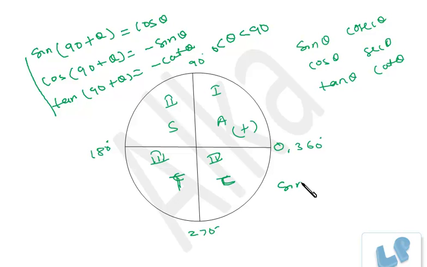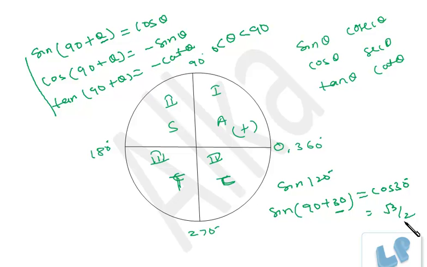Suppose you wish to find out the value of sine 120. So that will be what? Sine 90 plus 30, right? So sine 90 plus theta, here theta is what? 30. So that is actually cos 30. Okay, so cos 30 is what? Root 3 by 2. That means sine 120 degree is actually root 3 by 2.